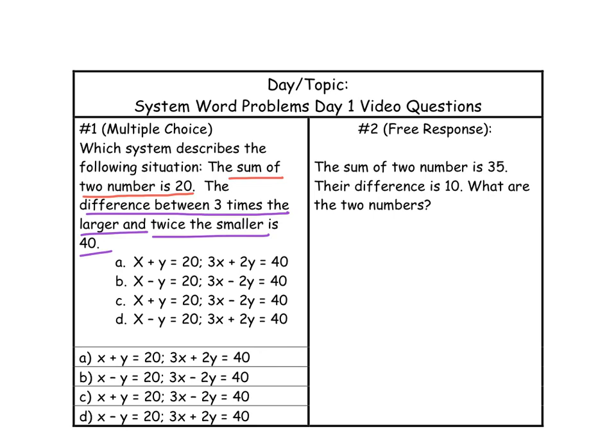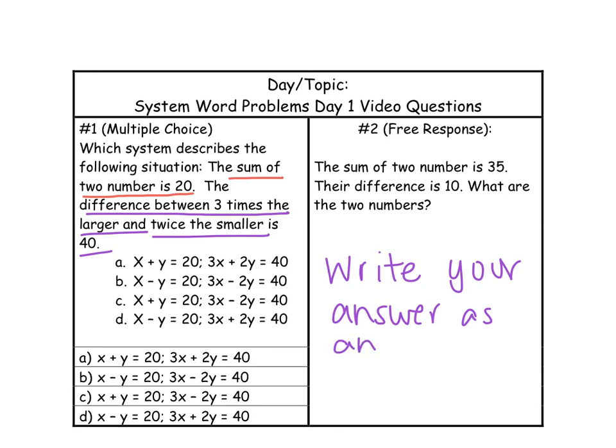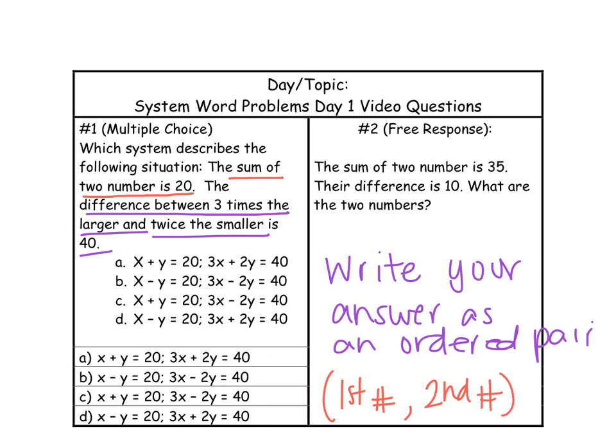And number 2, the sum of two numbers is 35. Their difference is 10. What are the two numbers? Please write your answer as an ordered pair. So in your ordered pair, this would be the first number, that would be your x, and your y would be the second number. So I don't need a sentence, I just need you to write your answer as an ordered pair. No sentences for this one.